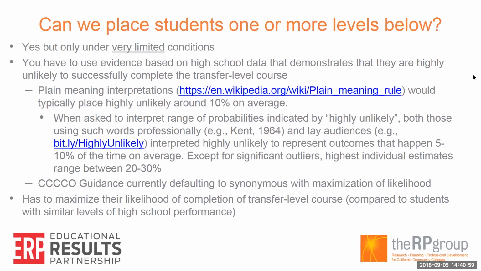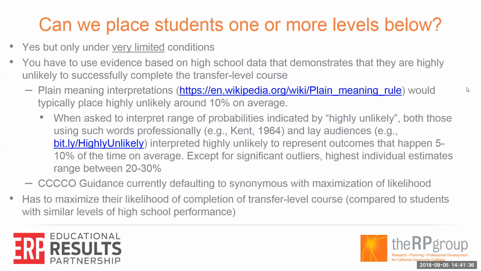There's a variety of different interpretations that we've been talking about over the past 6 months. There are some basic plain meaning interpretations. When you ask people what highly unlikely is, most people come in around 10%, both if you ask people in the California community colleges and if you ask the general public. If you look at people who use probabilistic language or estimative probability professionally, they arrive at the same thing. Everyone arrives somewhere between 5 to 10%, and even the highest individual estimates aren't anywhere over 20 to 30%.